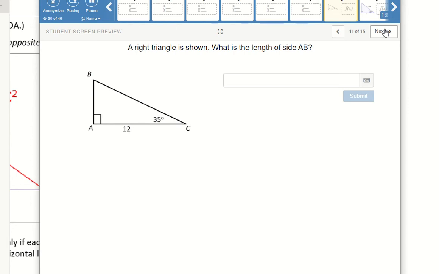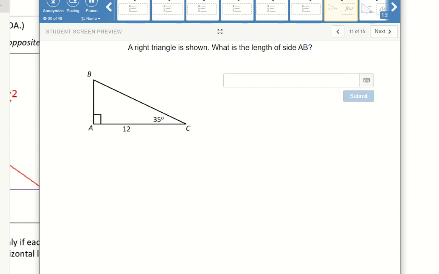All right, now we're going to start doing some triangles. So right triangle shown, what is the length of side AB? So we're trying to find this length, and we have this one. Well, to me, that looks like we have one of the legs, and we're trying to find the other leg. We don't know anything about the hypotenuse, which means we're going to be using tangent here. Because tangent is the one that's opposite over adjacent. It uses both legs. It doesn't use the hypotenuse.